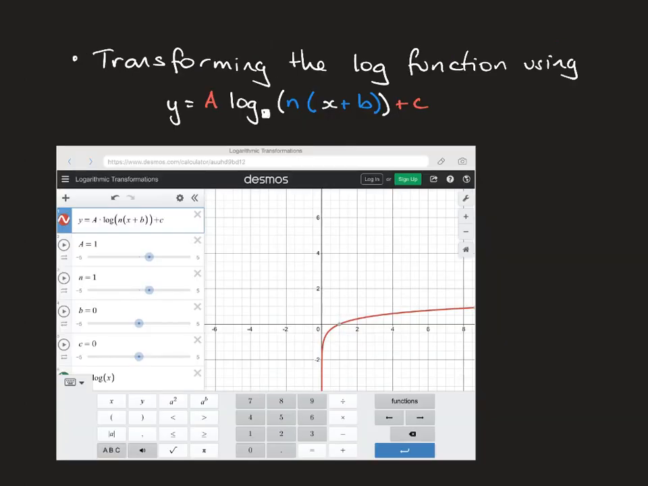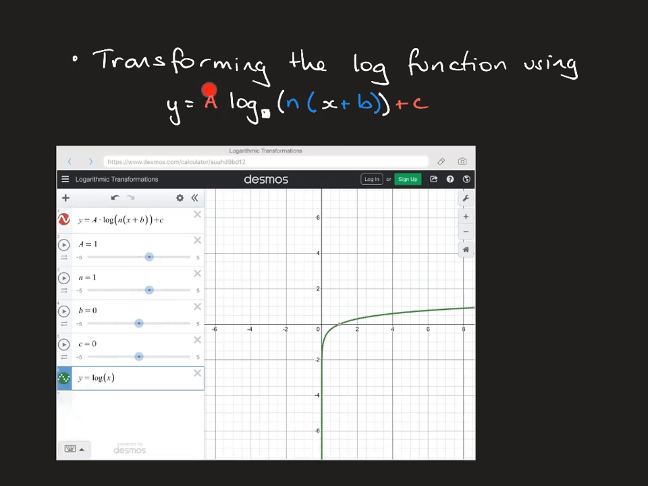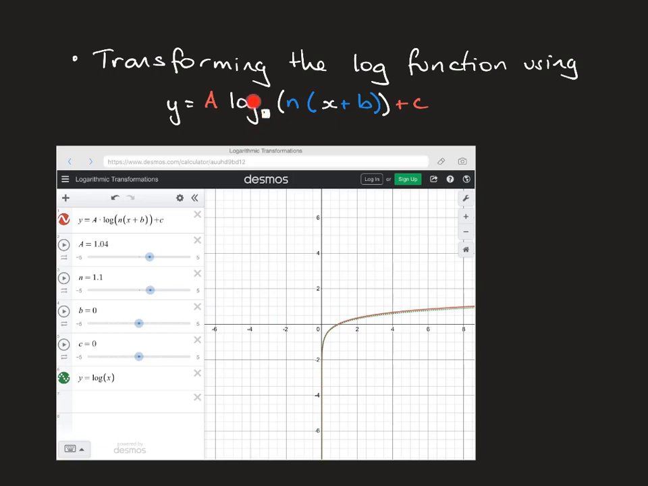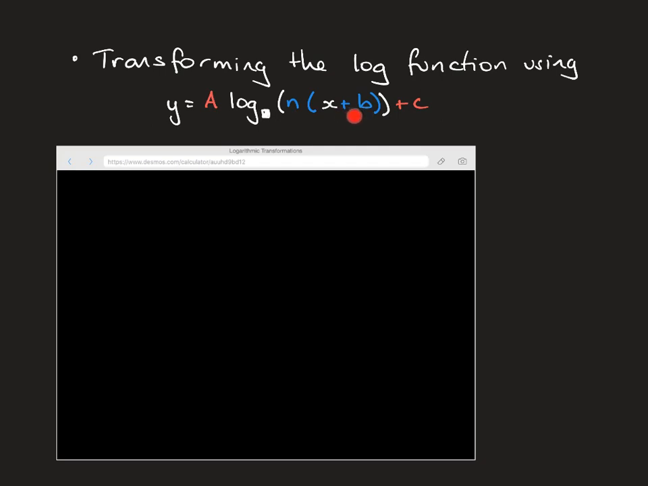So now we're going to have a look at transforming the log function using this format here, where we've got our dilation and reflection on our y values at the front. We've got log to some base that we know changes the shape, but we're not going to worry about that at the minute. We're just going to look at the normal transformations. So our y transformations and our x transformations.